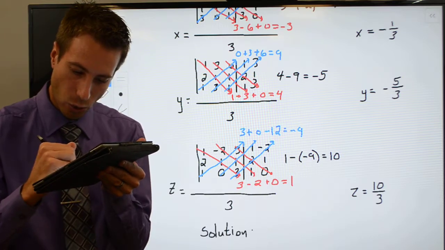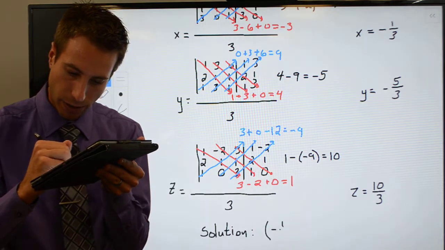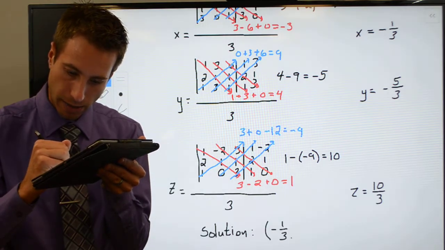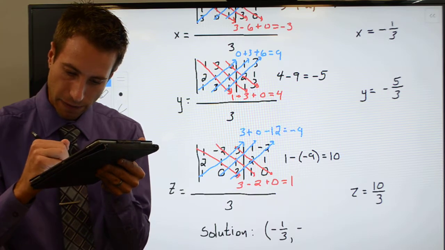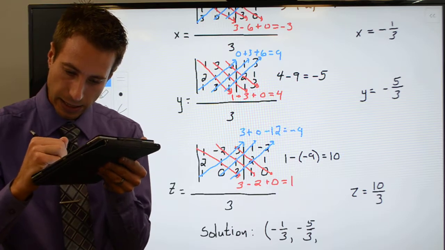Writing it as an ordered triple, X -1/3, comma, my Y -5/3, and my Z 10/3.